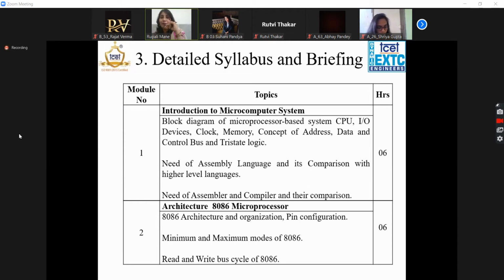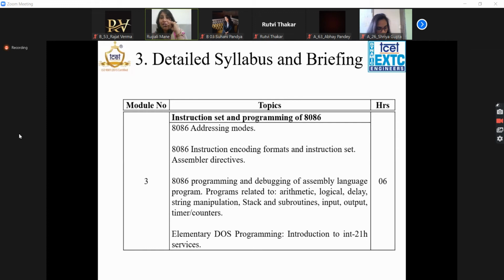So what is that function? That we are going to study in this chapter. This chapter is a very, very important chapter. Then the third chapter, instruction set and programming of the 8086 microprocessor.